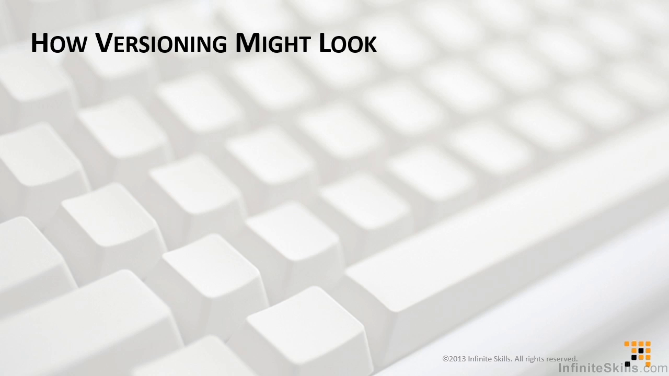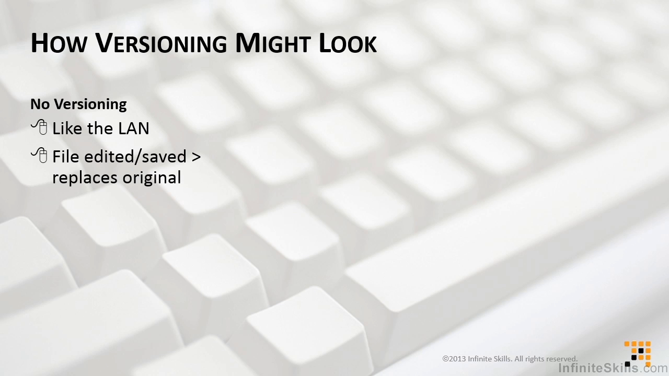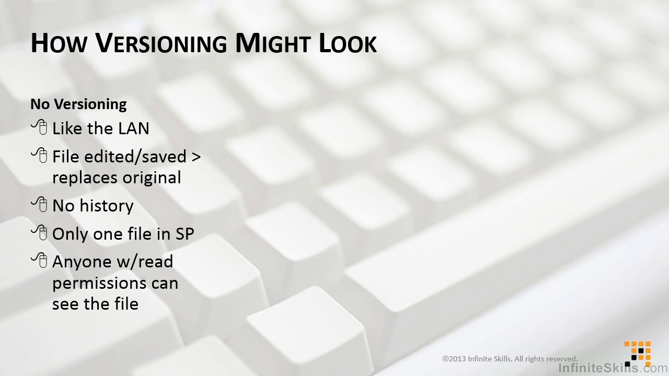So remember that when no versioning is turned on, storing documents in a library is pretty much like storing them on the network or on the LAN. That means that when a file is first added, it gets stored to the library. When it's edited or saved, those changes simply replace the original file. There's always and will only be one copy of the document in SharePoint. And of course, because there's no versioning, no history is being kept. This makes it simple and it makes it clean. But again, it's pretty much like the network, so you're really not taking advantage of what SharePoint can offer. But remember that anybody with at least read permissions can see the file.